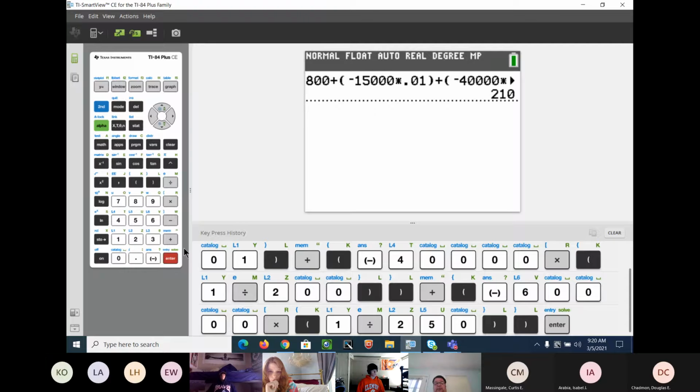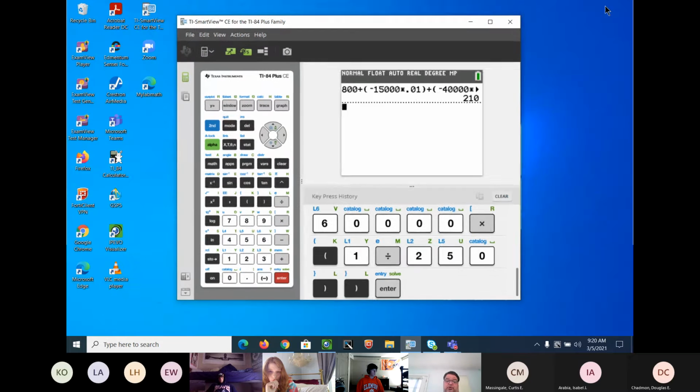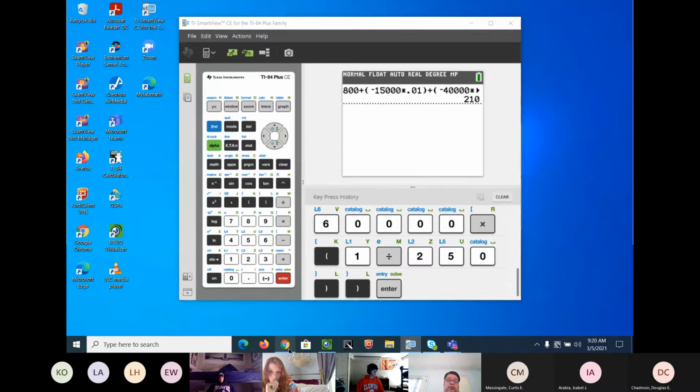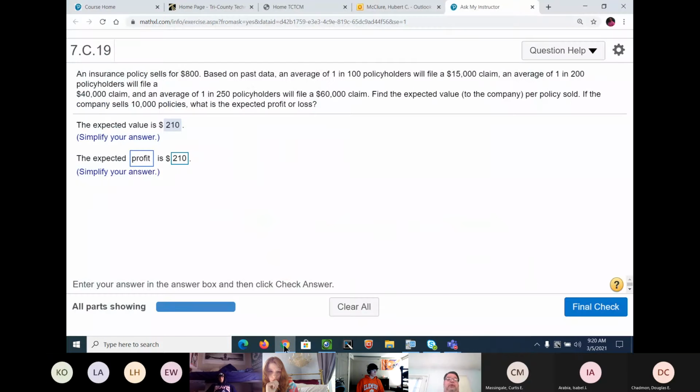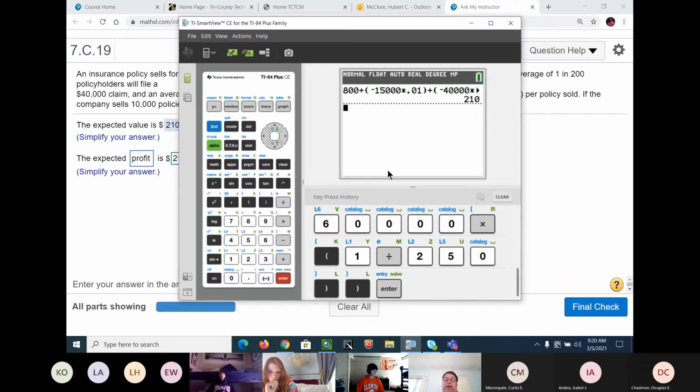That's your expected value is equal to $210. Now, that's on each policy. What if you sell as an insurance agent? What if you sell 10,000 policies? Well, that would be 210 times 10,000. So take your handy dandy calculator and multiply by 10,000.